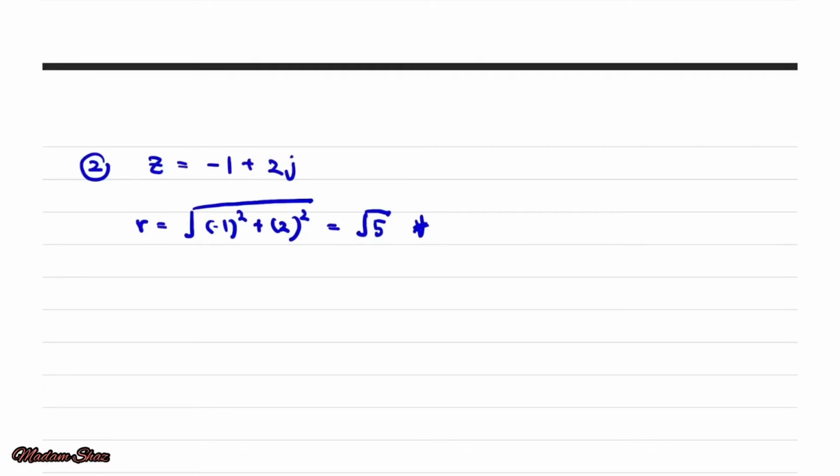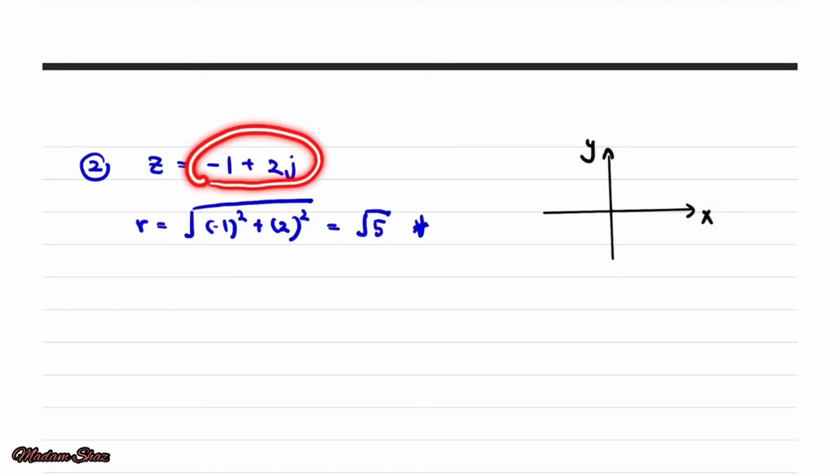And then you have to plot your complex number. So this is your X, this is your Y. Complex number is negative 1 plus 2J. Negative 1 for the X, whereby this one is on the left hand side. Negative 1. 2J at the Y axis. So this is our 2. So this is the complex number, negative 1 plus 2J.